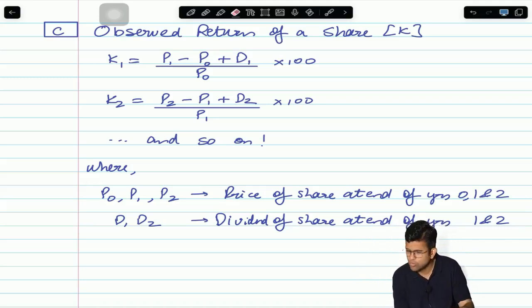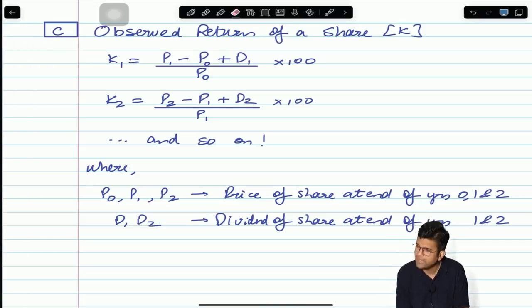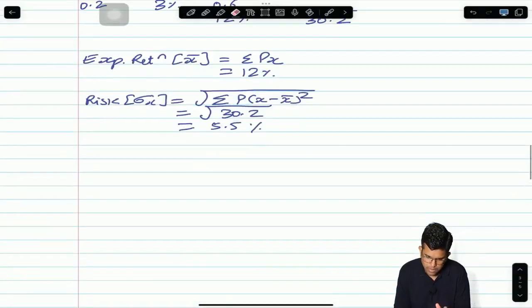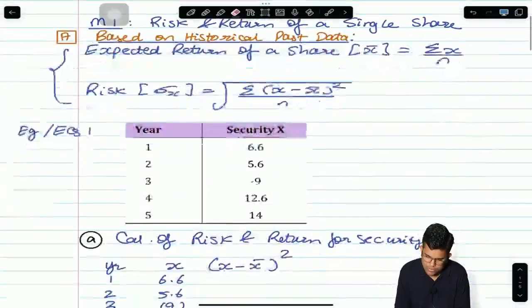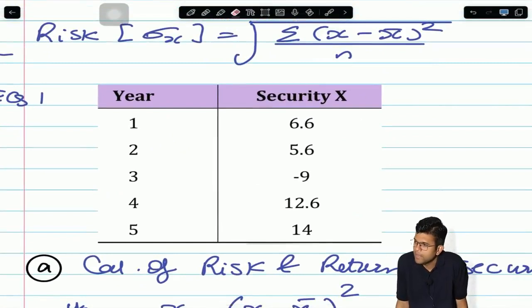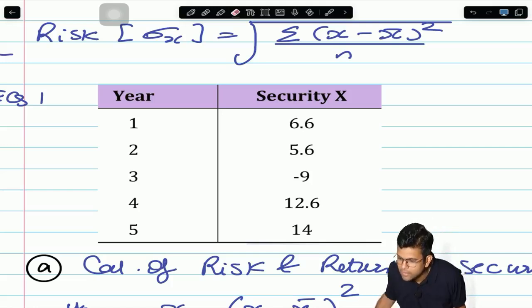So, I will tell you what this is all about. Let me take you back to extra question 1. You remember this question? I did for X, you did for Y. Now a question can come, sir, from where did you get these returns? 6.6, 5.6, minus 9, 12.6 and 14. How does one calculate the return of a particular year for a share?